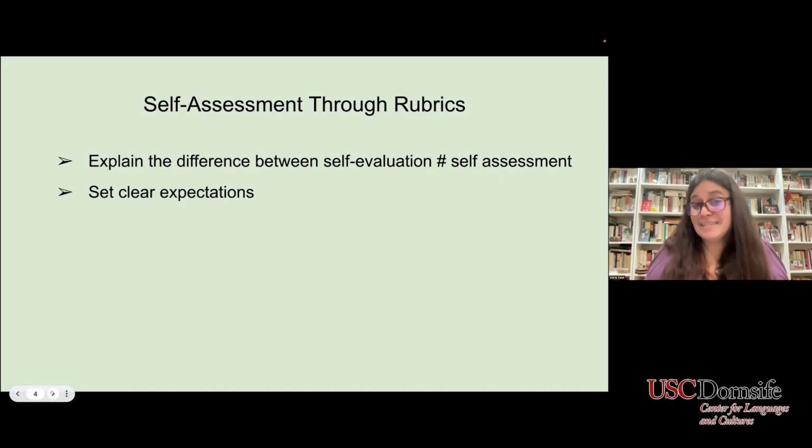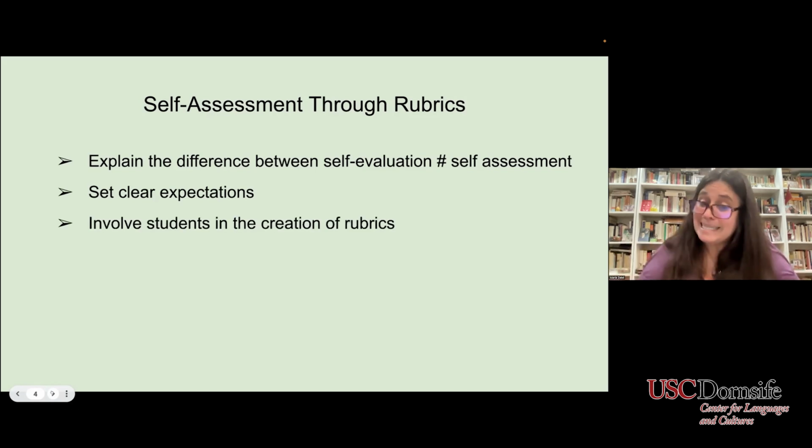Even when the activity is not graded, it's necessary to set clear expectations. In the case of these interviews, without expectations, the interview will go wrong. The invited speaker won't feel really well in this interaction. So always the expectations for a task or performance should be clearly articulated by the teacher, students, or both. And in this case, the students created their own rubrics in the classroom.